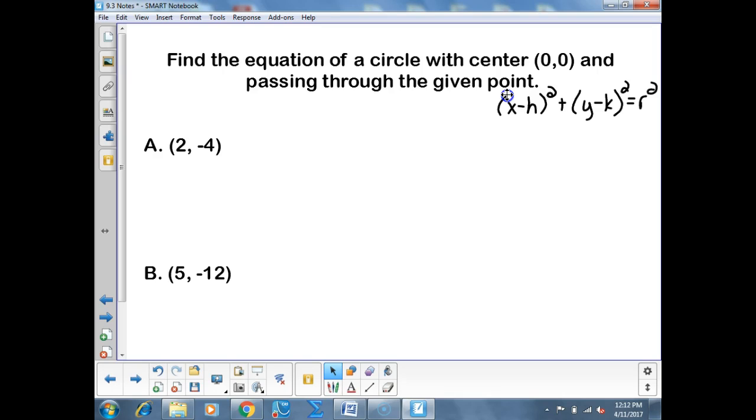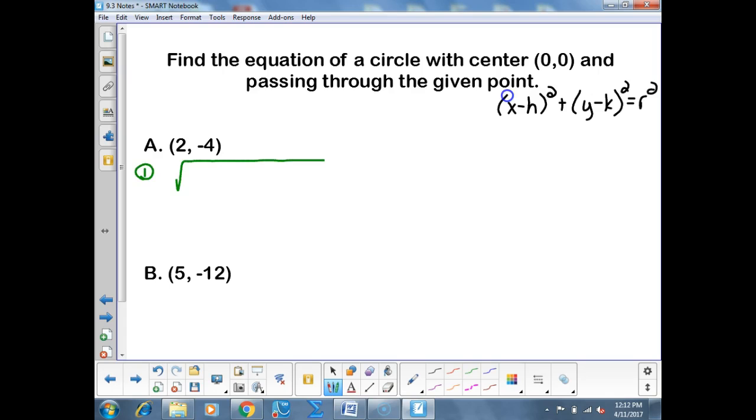Finding the distance. So you're going to use the distance formula. Because that's going to give you the radius. The radius, remember, is the distance from the center to any point on the circle. Okay? So first, you've got to find the distance.